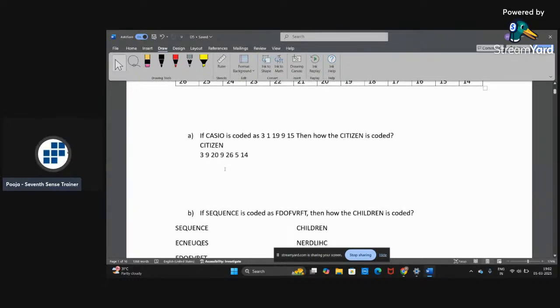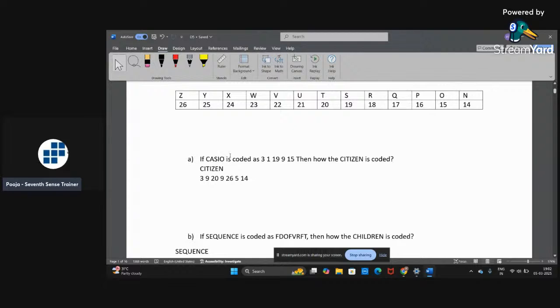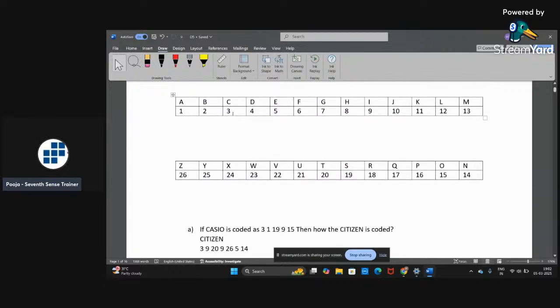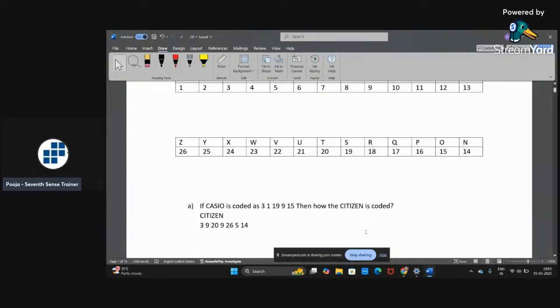Now in this, the word casio is coded as 3119915. Then how is the word citizen coded? Here in the word casio, first we need to find the logic of how we got this number. So here in the table, C is coded as 3, A is coded as 1, S is coded as 19, I is coded as 9, and O is coded as 15. This logic we need to apply for the word citizen to find the answer.